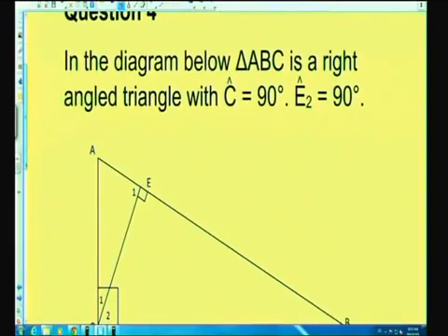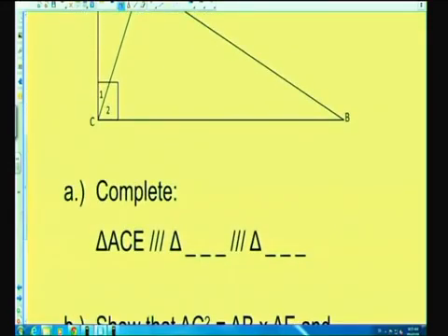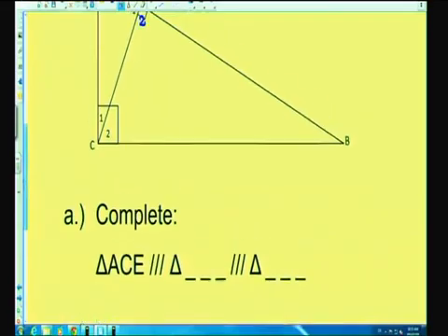Right, example 4. In the diagram below, ABC is a right-angled triangle with C equal to 90 degrees and E2. So I see the 2 is missing here, so let's just write it in, equal to 90 degrees. Complete this. Now, this is actually a very nice theorem. Well, it's actually one of the ways we have to prove Pythagoras' theorem, which is ultimately what we're going to end up with here.